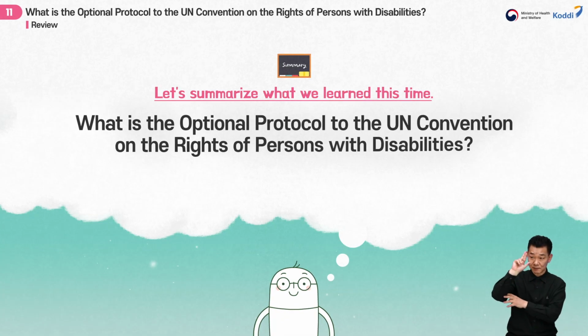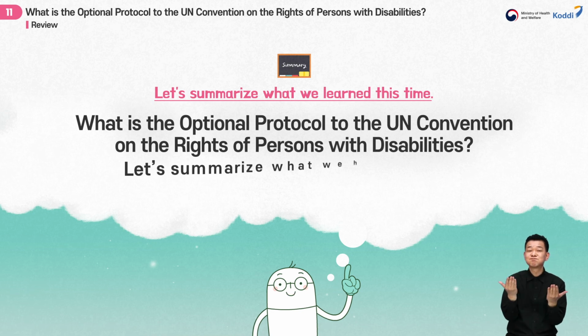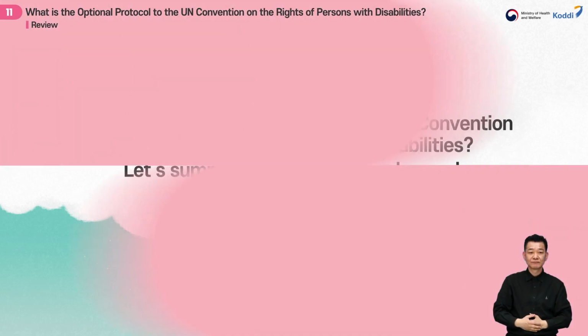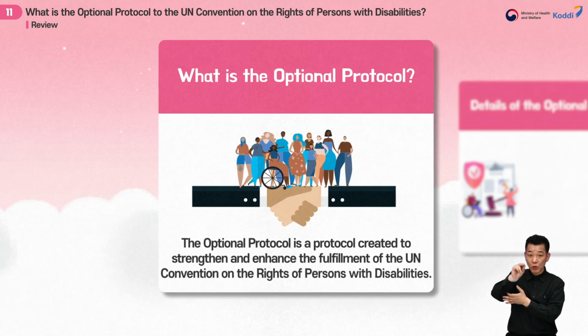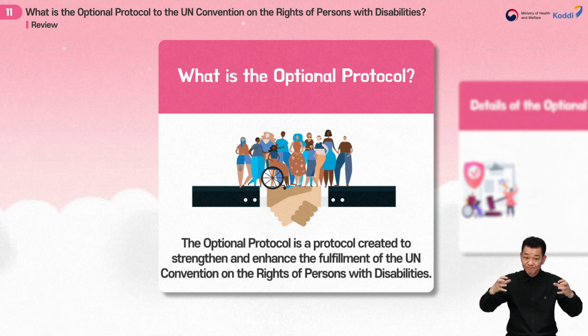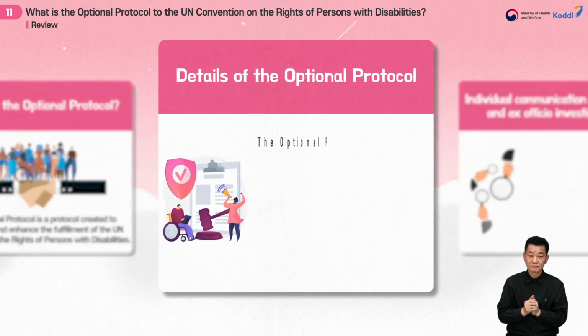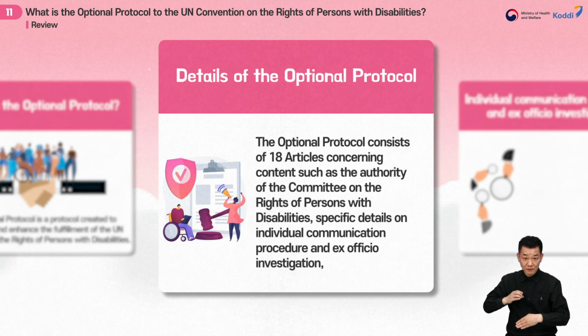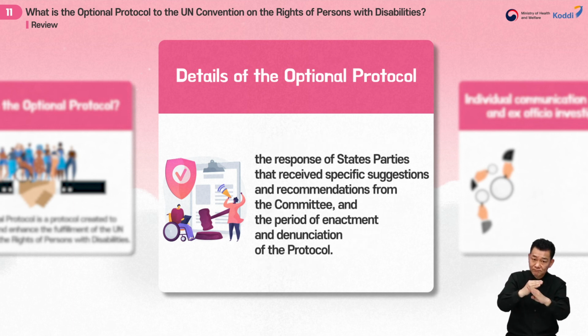What is the optional protocol to the UN Convention on the Rights of Persons with Disabilities? Let's summarize what we have learned. The optional protocol is a protocol created to strengthen and enhance the fulfillment of the UN Convention on the Rights of Persons with Disabilities. The optional protocol consists of 18 articles concerning content such as the authority of the Committee on the Rights of Persons with Disabilities, specific details on individual communication procedure and ex officio investigation, the response of states parties that received specific suggestions and recommendations from the Committee, and the period of enactment and enunciation of the protocol.